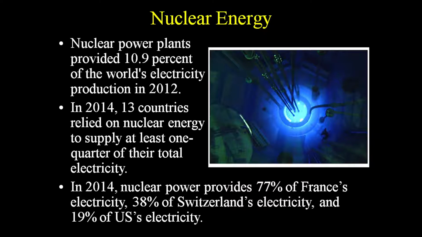In 2014, nuclear power provided 77% of France's electricity, 38% of Switzerland's electricity, and 19% of the US's electricity. These are interesting and important numbers we just shared. In other words, nuclear power represents an important source of the world's electricity.